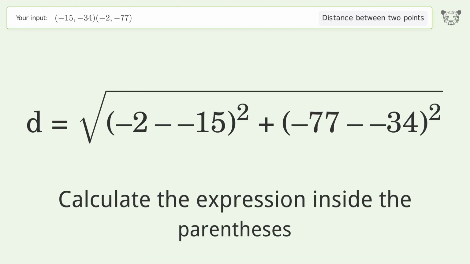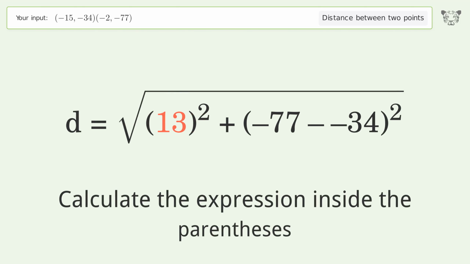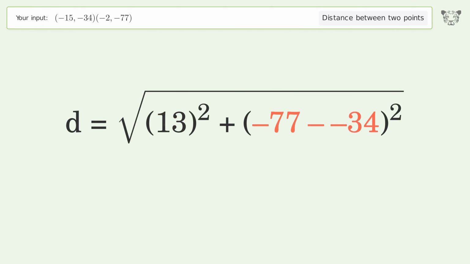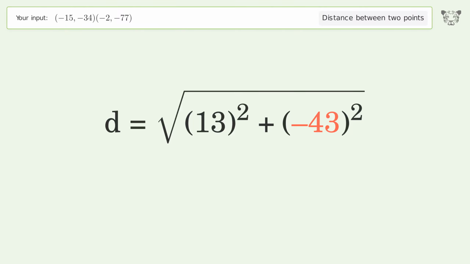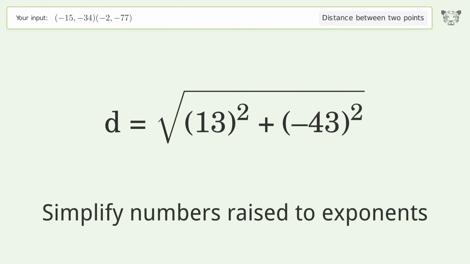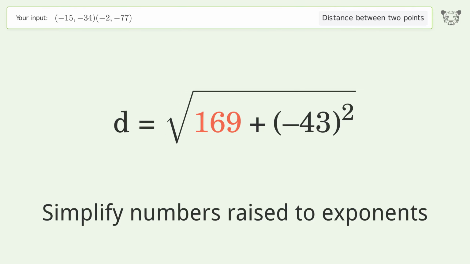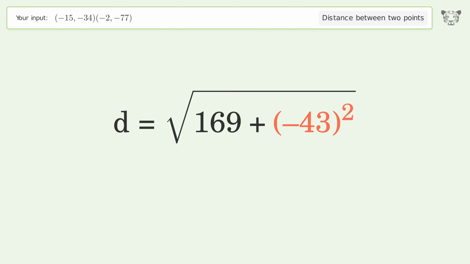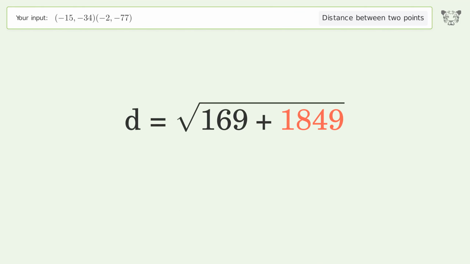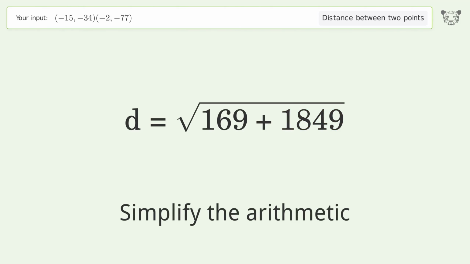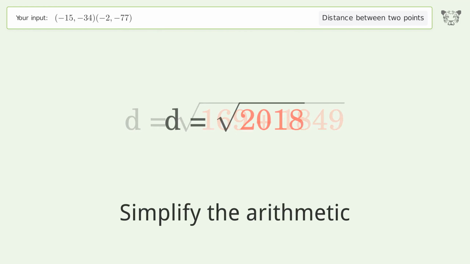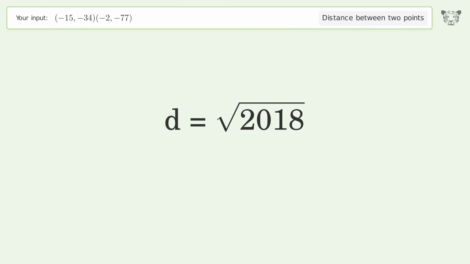Calculate the expression inside the parentheses. Simplify numbers raised to exponents. Simplify the arithmetic. And so the distance between the 2 points is the square root of 2018, or 44.922.